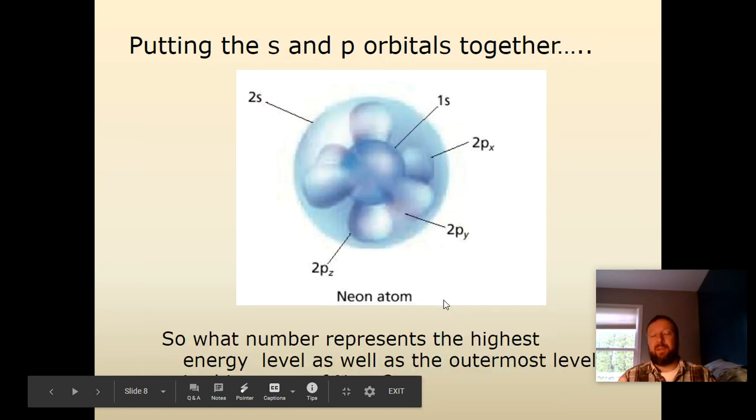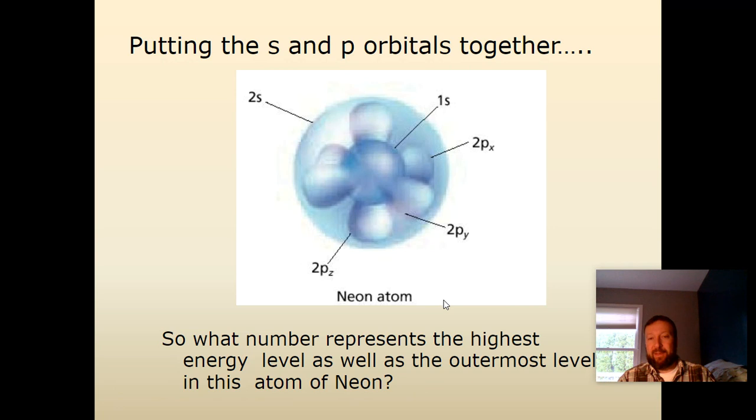Now, I won't get into the D and the F. The D is basically what I always like to call a double dumbbell, and the F is a flower. It gets really, really complex. And where do those shapes come from? Mathematical equations that give us the probability of finding the electron.